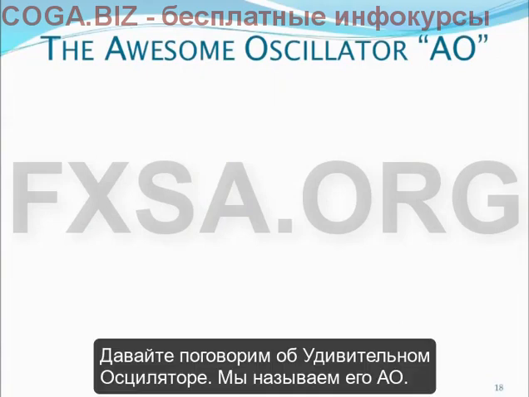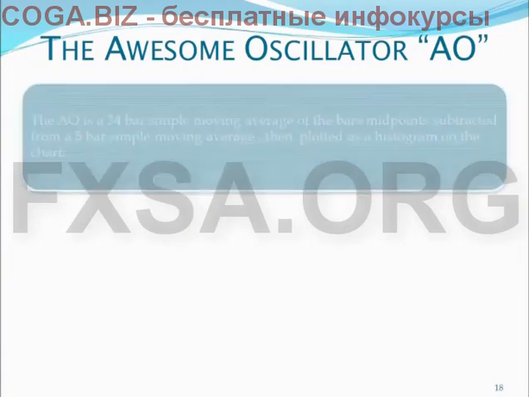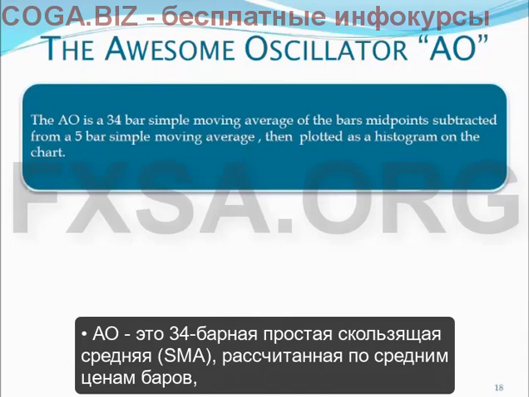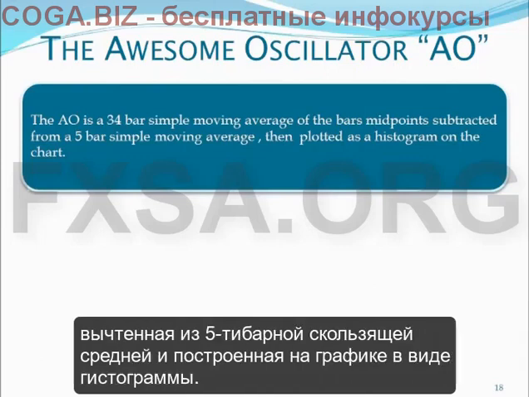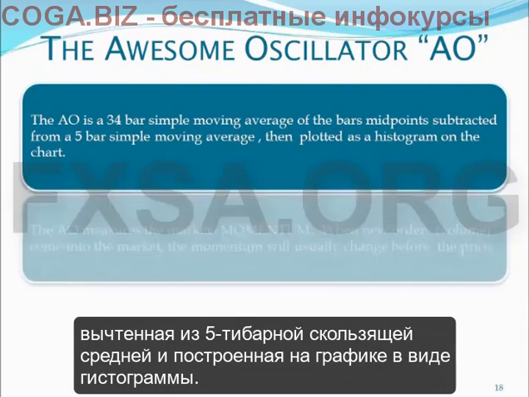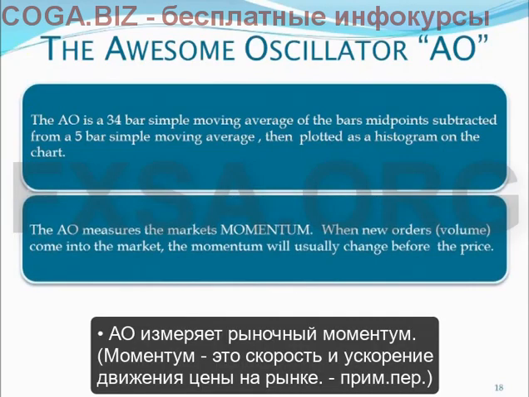Let's talk about the awesome oscillator. We call it the AO. The AO is a 34-bar simple moving average of the bar's midpoint subtracted from a 5-bar simple moving average, then plotted as a histogram on the chart. The AO measures the market's momentum.